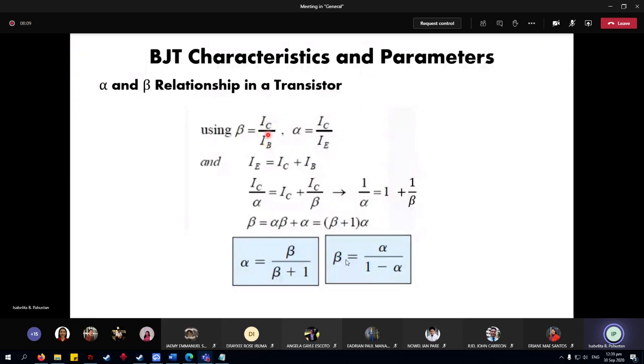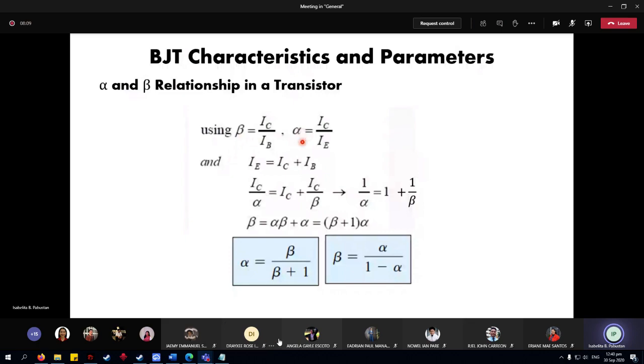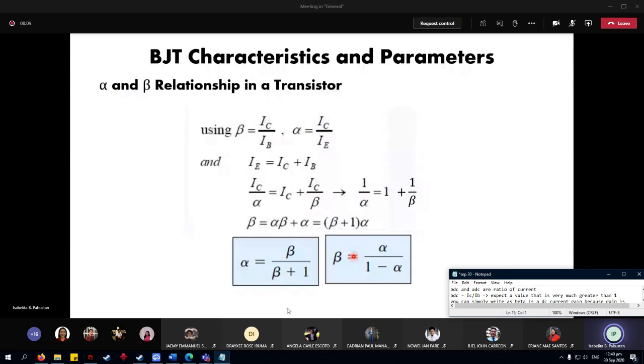If this is your basic formula for the DC current gain, beta, and then this is the ratio of your alpha, the ratio of your IC to IE. This is just a derivation on how you are able to get this. For example, if you are just given the beta, you can calculate for alpha using this formula. If you are given the alpha only, you can calculate for the beta using this formula.